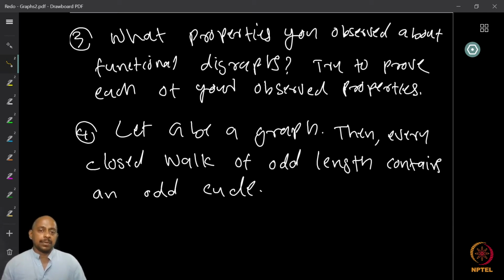Now try to prove each of your observations and see whether the observation is actually a property for the entire functional digraph or not. Now if you have a graph, let's say G, then every closed walk of odd length contains an odd cycle. Okay, this is not for directed graphs. I'm asking you to prove it for normal graphs. So given a graph G, every closed walk of odd length contains an odd cycle. So this homework you must do, because we are going to use it to prove something else.